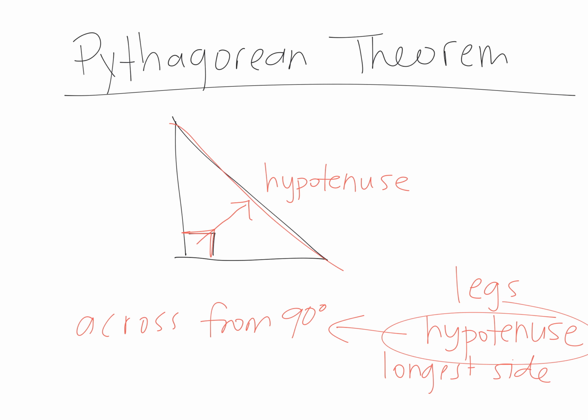Okay, once you know the hypotenuse, the other two sides are the legs. This is a leg, and this is a leg. So it's very important that you label the hypotenuse correctly. I'm going to draw a bunch of triangles, and you're going to label the hypotenuse, okay?